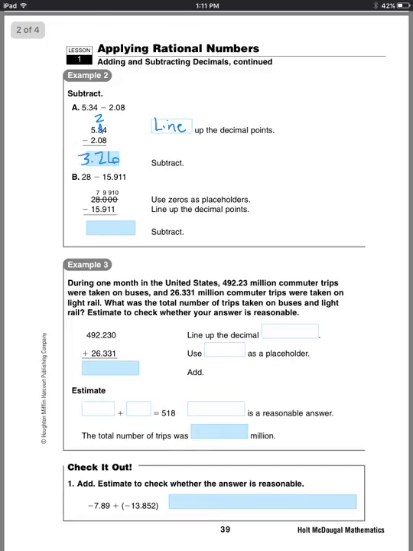Okay, and we can still estimate. 5.3 rounds to 5. 2.0 rounds to 2. And 5 minus 2 is 3. So that is a reasonable answer.